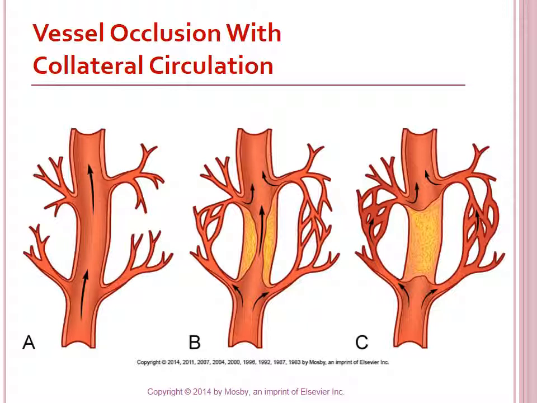On this slide, we have an example of vessel occlusion with collateral circulation. Figure A is just an open, functioning coronary artery. Figure B is a partial coronary artery closure with collateral circulation being established. Figure C is total coronary artery occlusion with collateral circulation bypassing the occlusion to supply blood to the myocardium.